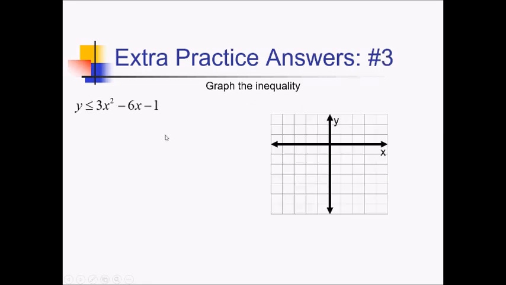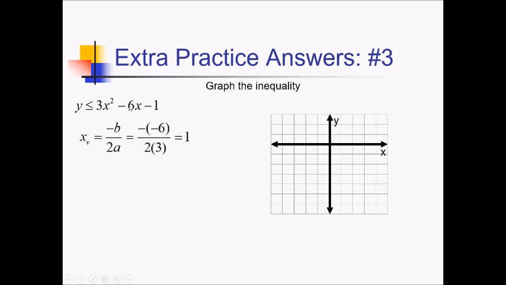To start this inequality graphing problem, let me find the vertex with negative b over 2a. So that's going to be negative 6 over 2 times the a value 3. That's 6 over 6, which is just 1.